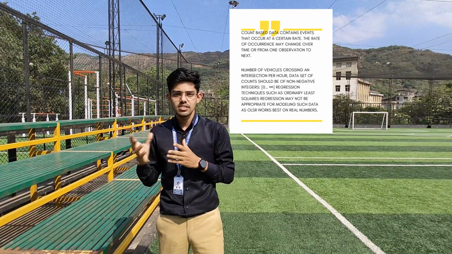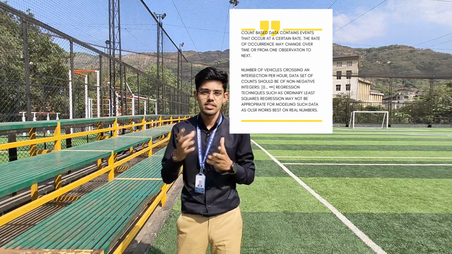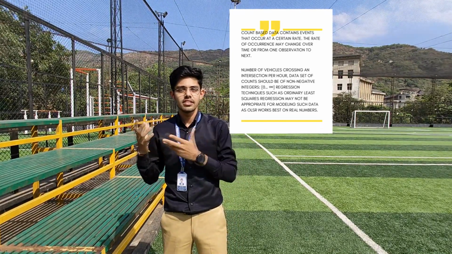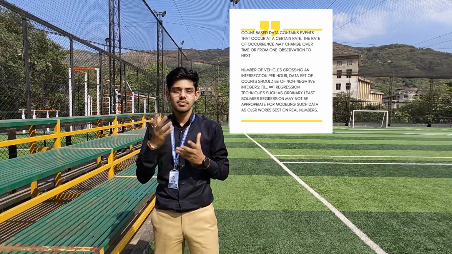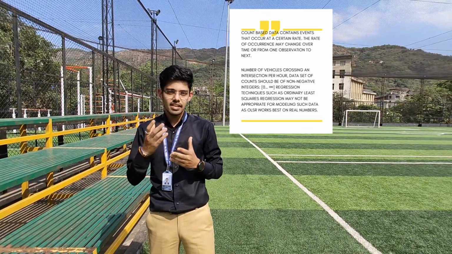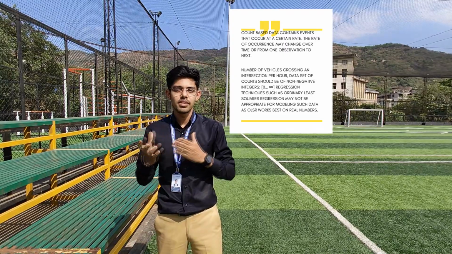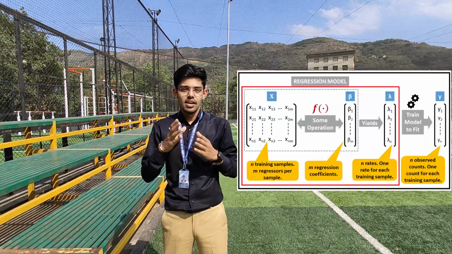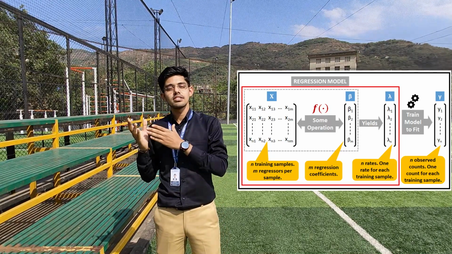Data of count should be non-negative integers. Regression techniques such as OLSR may not be appropriate for modeling such data, as OLSR works based on real numbers. The Poisson regression model is a popular technique for developing regression models for counts. A Poisson regression model for constant lambda: if the event rate lambda is constant, we can simply use a modified mean model for predicting future counts of events.